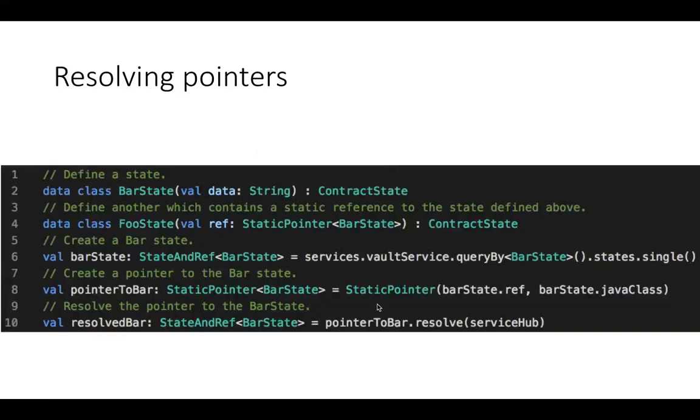Then if you wanted to do it inside a ledger transaction, then inside the verify function, you just pass the ledger transaction into the resolve method, and it will return the state and ref for the pointed to state. And that's really all there is to it.